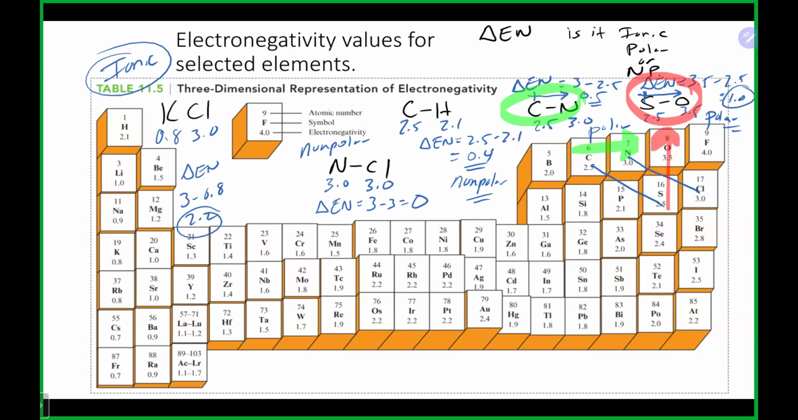So you probably don't even need the numbers if you're comparing atoms in the same row or the same group. Just by the fact that they're in the same row or same group, they will have some difference in electronegativity that usually will lead you to a polar bond, in the case of sharing electrons. Any questions on that?